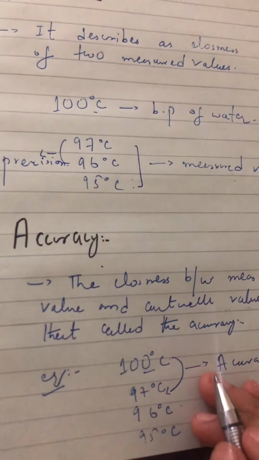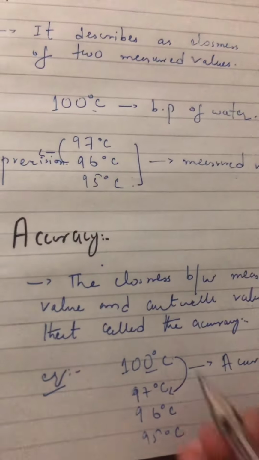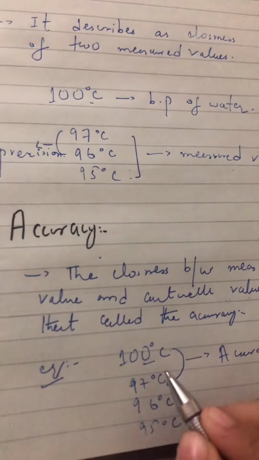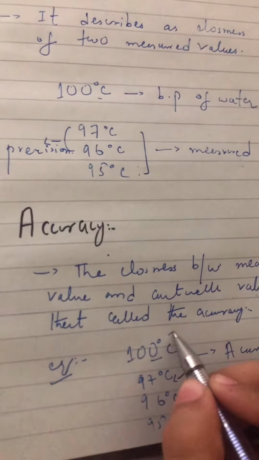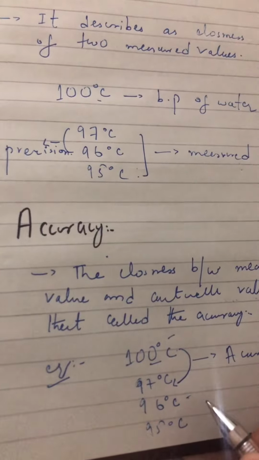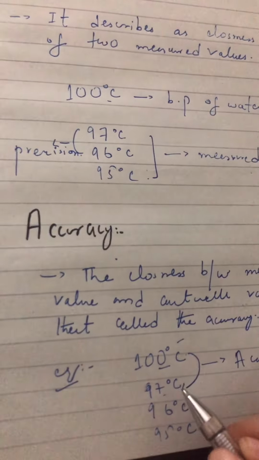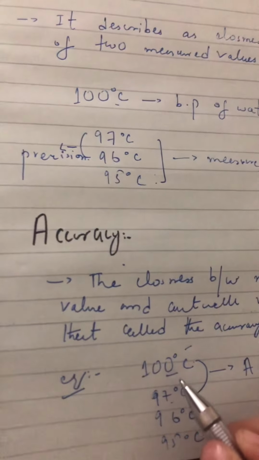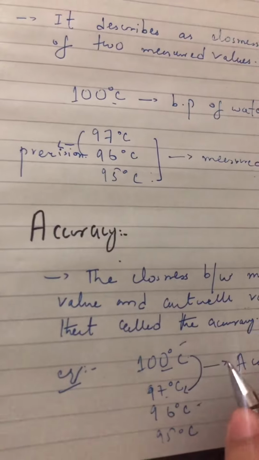In simpler form, the closeness between this value and this value, or this value or this value, which means we take the actual value and we take one measured value. We will take this value because this is closest to 100 centigrade, so we will take 97 centigrade, so that will be called the accuracy.